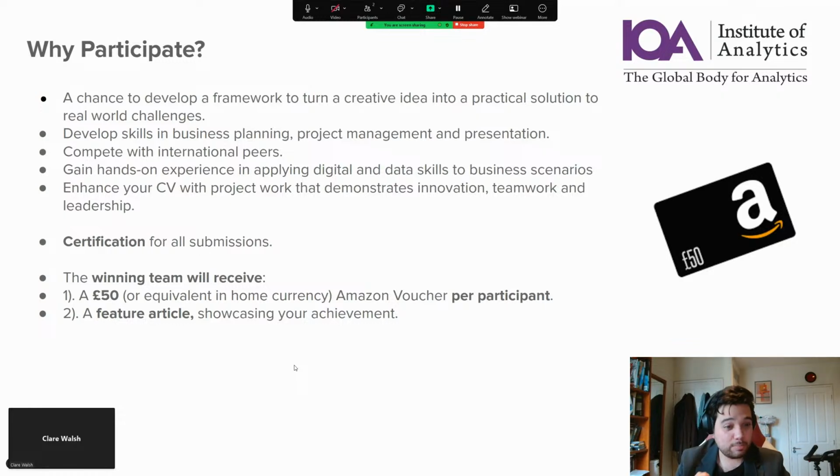Alongside that, with more tangible prizes, you'll be able to improve your CV and put this project on your CV to really prove to employers that you have taken part in the project management competition. All submissions will receive certifications that they can show on their online CV and on LinkedIn. And the winning team will receive a £50 Amazon voucher per participant. It doesn't necessarily have to be pounds, it can be in your home currency, as well as a feature article showcasing your achievement for each participant on our website, which will be shown to all our members and will have a global audience.